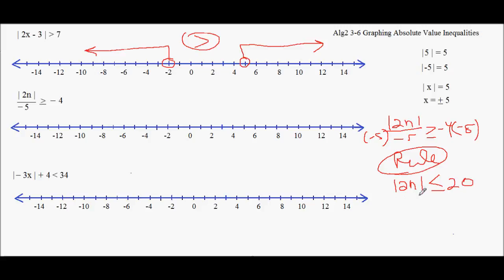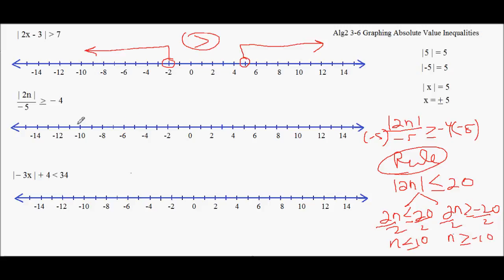So then, now I split. Then I get 2n is less than or equal to 20, and 2n is greater than or equal to negative 20, because I have to make sure that when I negate this guy, I flip the inequality. Two things. Divide by 2 here, 2. I get n is less than or equal to 10, and n is greater than or equal to negative 10.